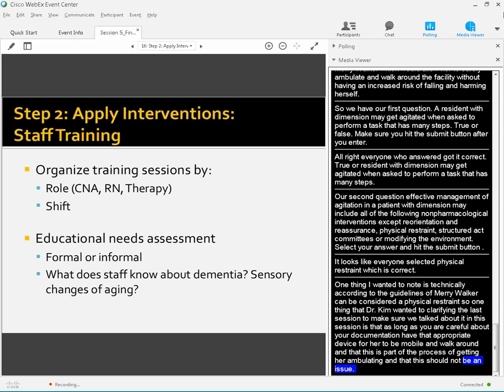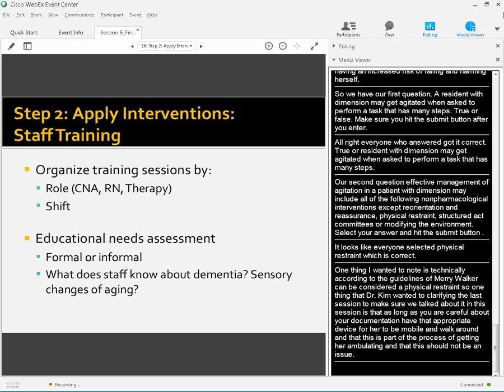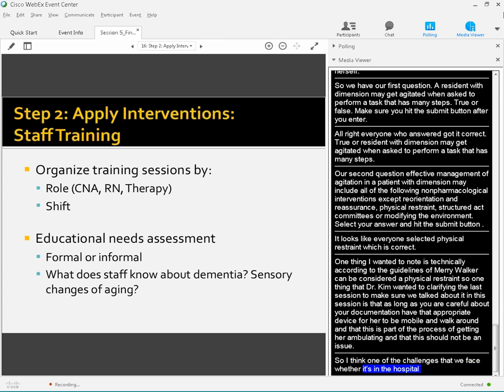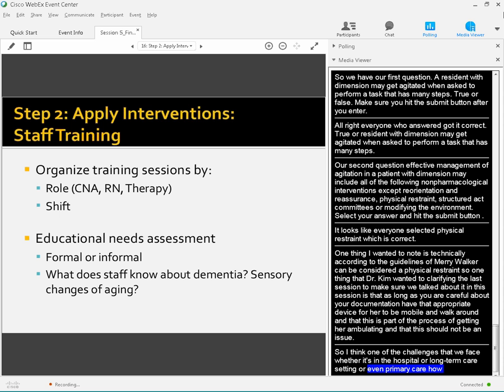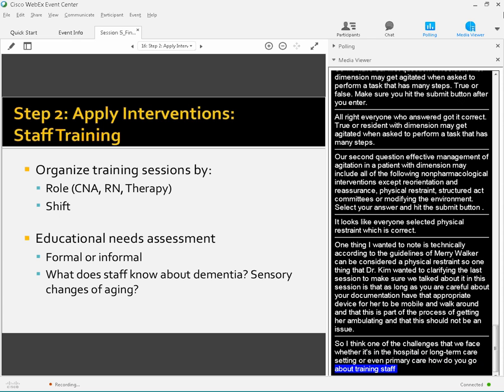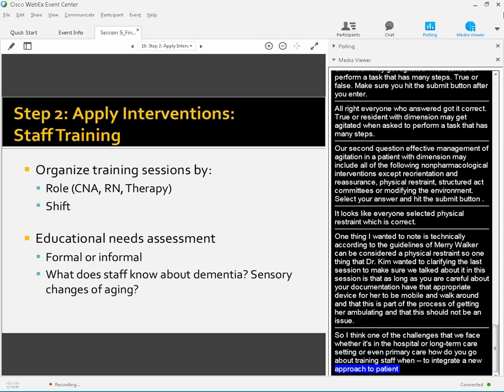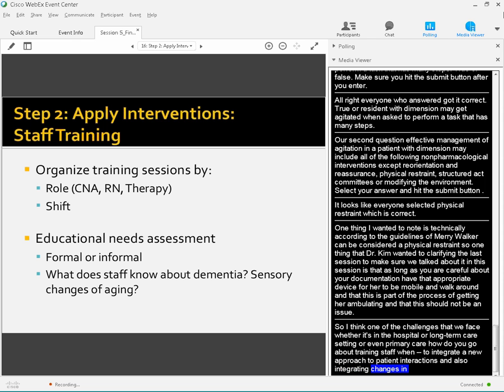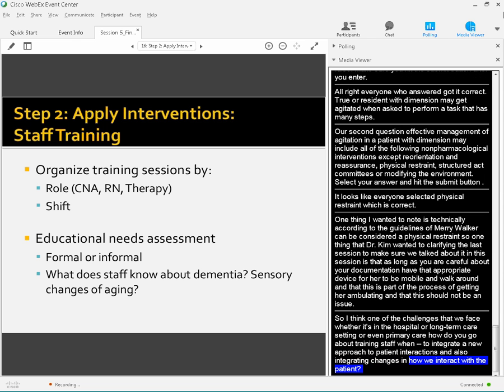Okay. So one of the challenges that everybody faces, whether it's in the hospital setting, the long-term care setting, or even primary care setting, is how do you go about training staff when you're trying to integrate a new approach to patient interactions and also integrating changes in how we interact with the patient. The challenges oftentimes are who do we include and how do we go about doing these trainings in a way that's effective and actually can instigate change in the facility.